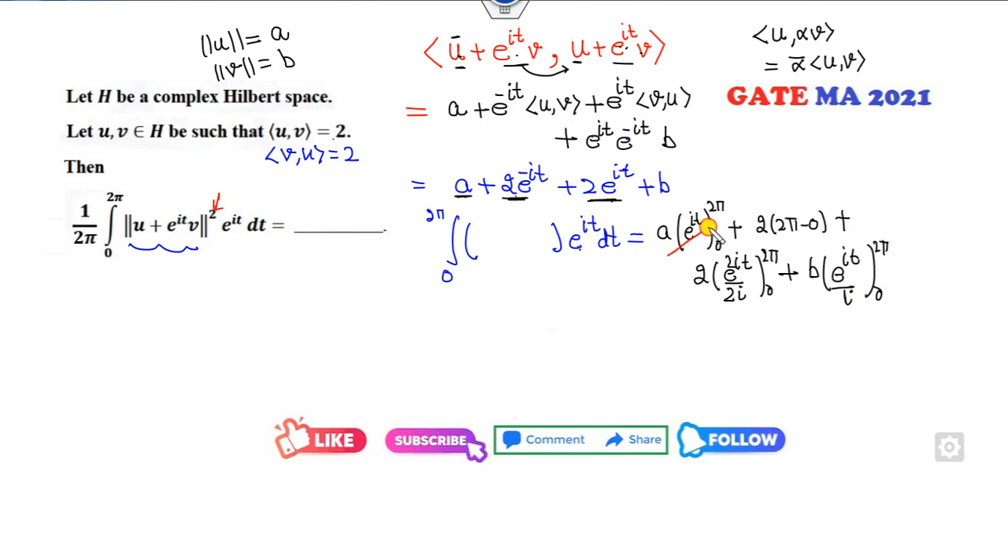So clearly this value will be 0. Why? You can see its value is e raised to power 0, which is 1, and e raised to power 2 pi iota is 1, so 1 minus 1 is 0. This value is again 0. This value will be e raised to power 4 pi iota minus 1. Again this is 0. So the answer is 4 pi. And if you divide it by 2 pi, the answer is 2.